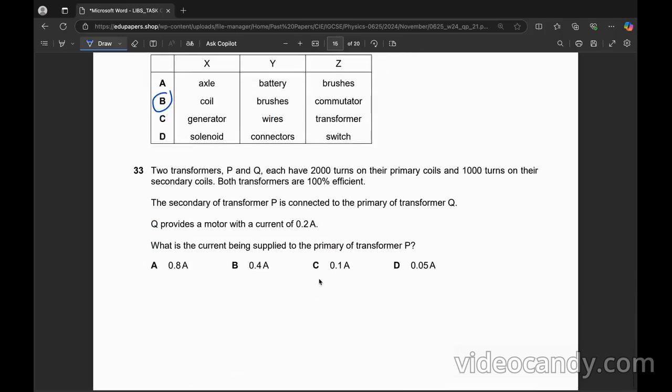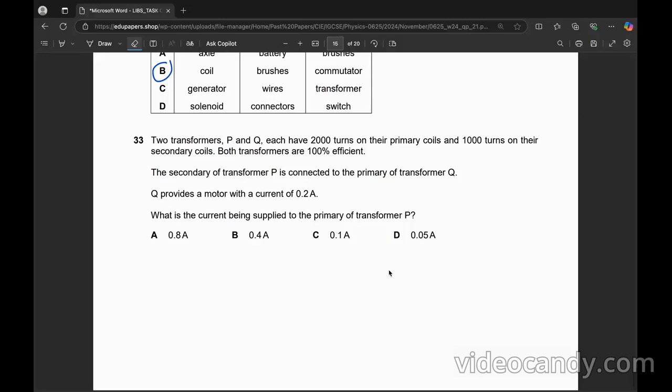So 33. Two transformers P and Q each have 2,000 turns on their primary coils and 1,000 turns on their secondary coils. Both transformers are 100% efficient. The secondary of transformer P is connected to the primary of transformer Q, and Q provides the motor with a current of 0.2 amperes. What is the current being supplied to the primary of transformer P?